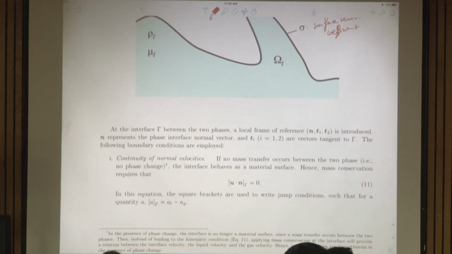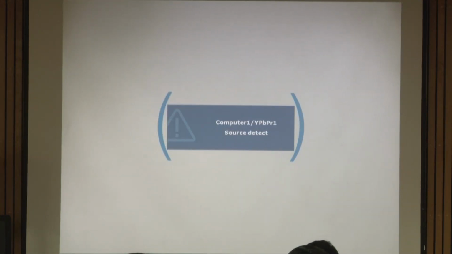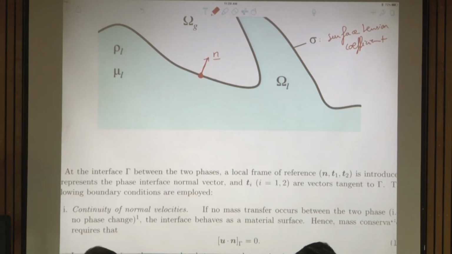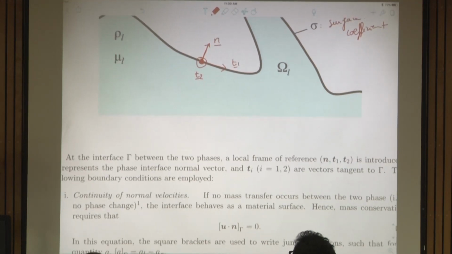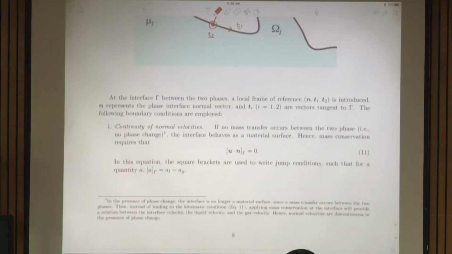So for the interface between the two phases, we're going to introduce a local coordinate system. We're going to introduce first a normal vector, which I'm going to call n. And then I'm going to need two tangential vectors. I'm going to call one T1, the other one T2. So now I have a local coordinate system tied to my local liquid-gas interface. And I'm going to make use of that to connect my two sets of equations.